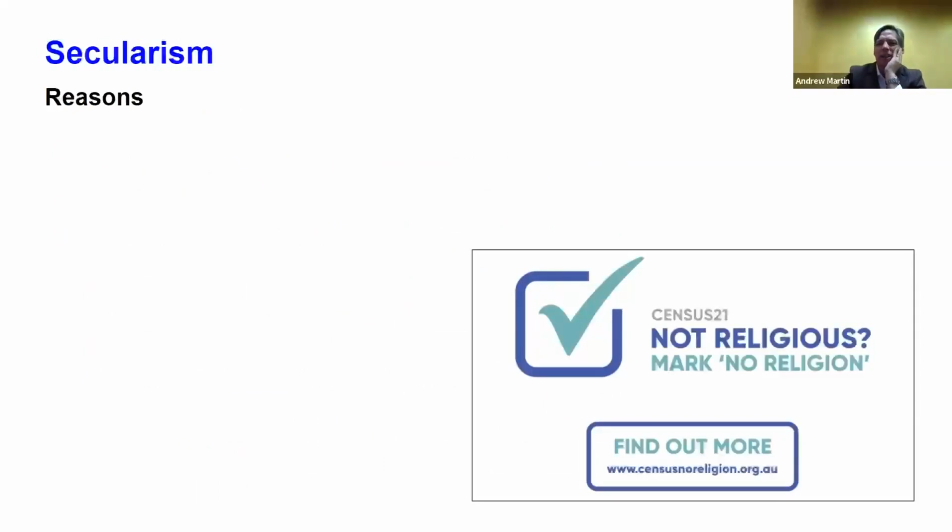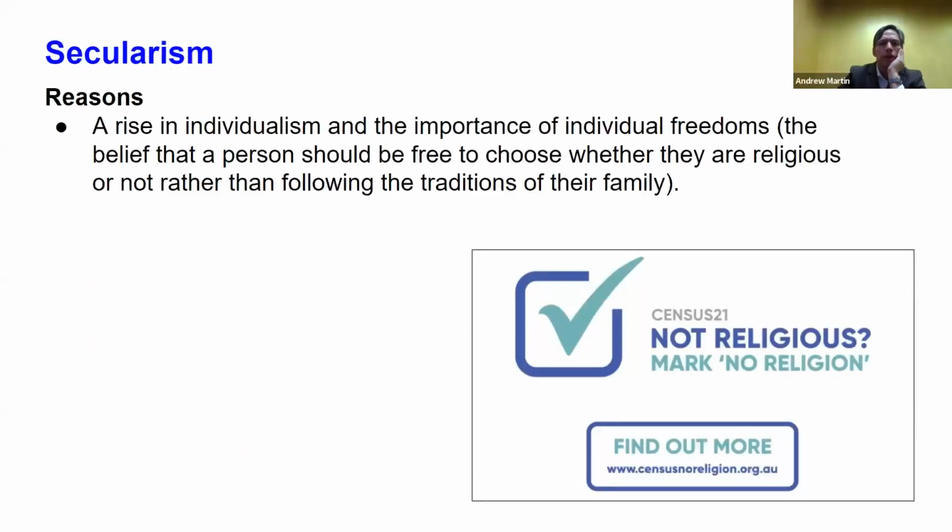So why do you reckon this is happening? You can talk about this in your study groups, but an important factor is the rise of individualism, individual freedom. It's a certain definition of freedom, which a lot of religious people, like I, wouldn't agree with, but some people hold this: that freedom means you can choose lots of things. You can choose whether you are religious or not. You don't have to follow the traditions of your family. You don't believe that necessarily there's a religious truth. You just get to choose.